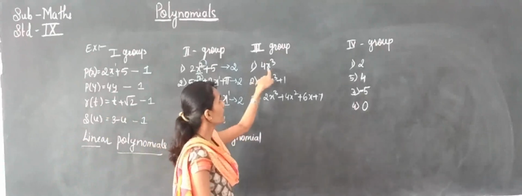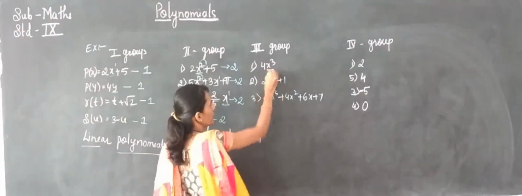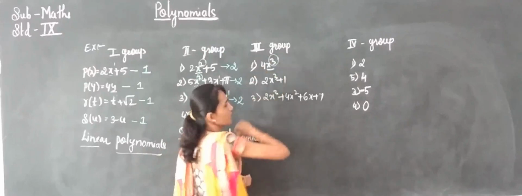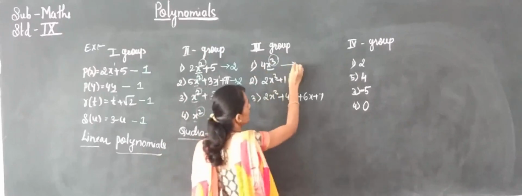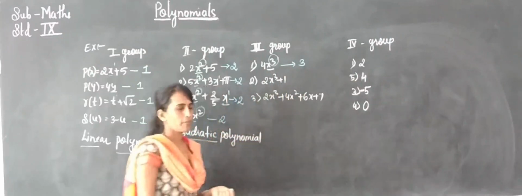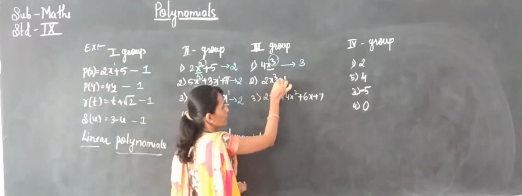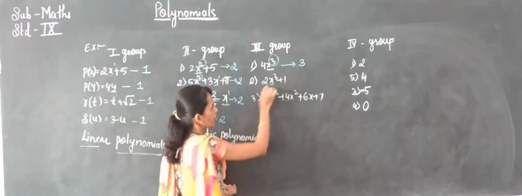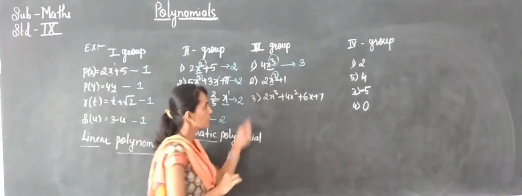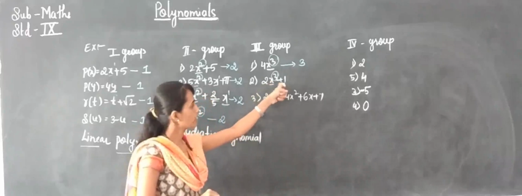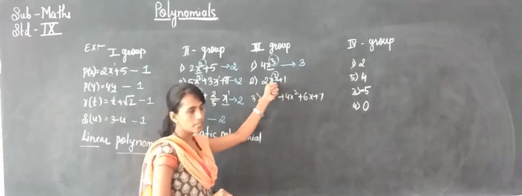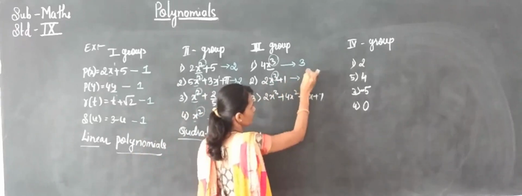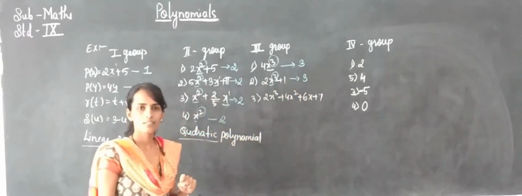So here, 4x cubed. Only x is the variable, and the power of this x is 3. So the highest power is 3. This is a third degree polynomial. Here, 2x square plus 1. There is only one variable, x, and its exponent is 3, which means the highest degree is 3. That's why it is a third degree polynomial.